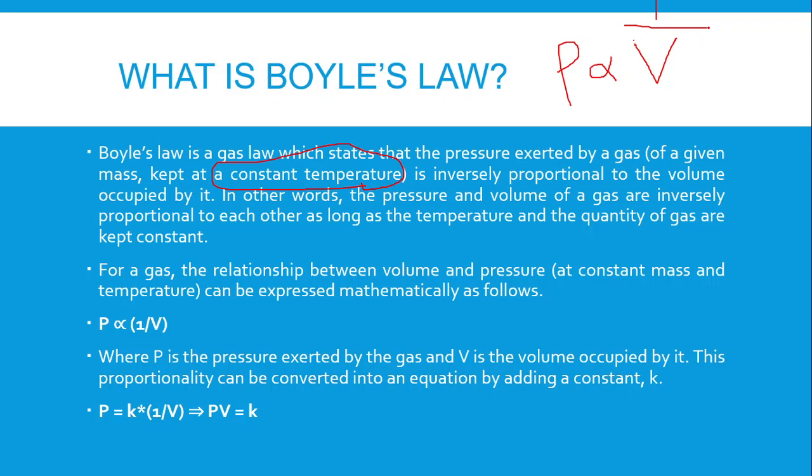It's really also important to note that in this case, the temperature is constant, and so is the mass. So for a gas, the relationship between volume and pressure can be expressed mathematically as that, where P is pressure exerted by a gas and V is volume occupied by it. This proportionality can be converted into an equation by adding a constant K.